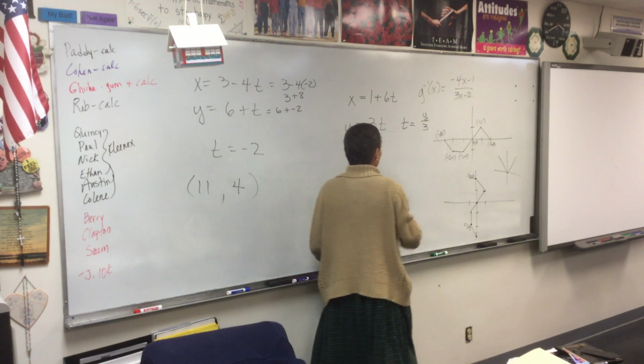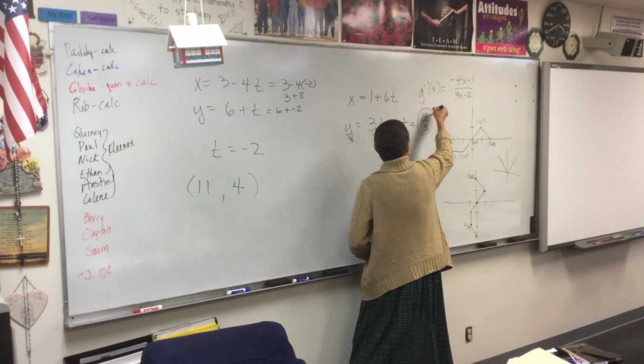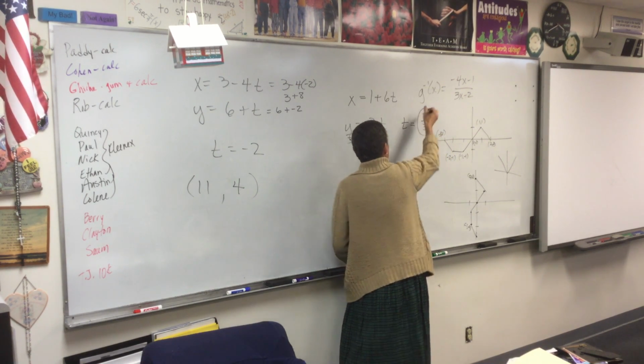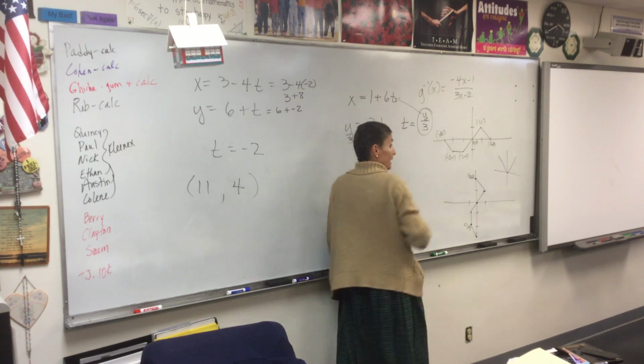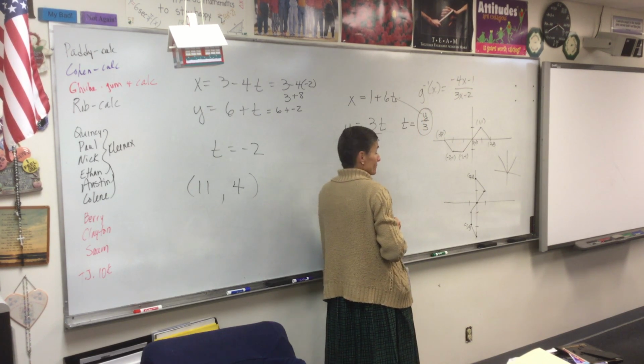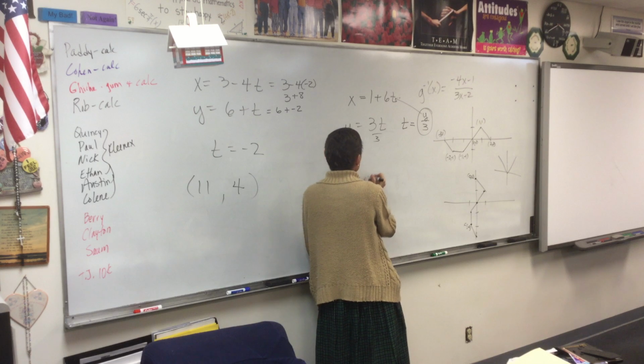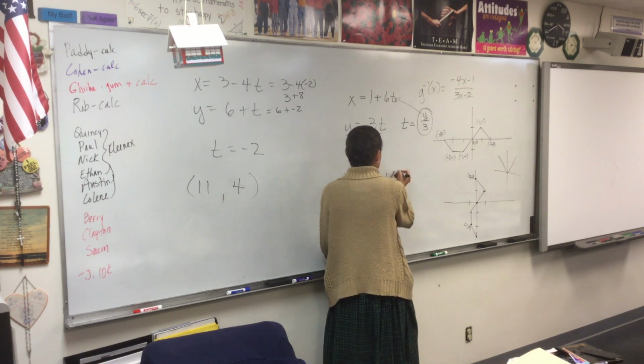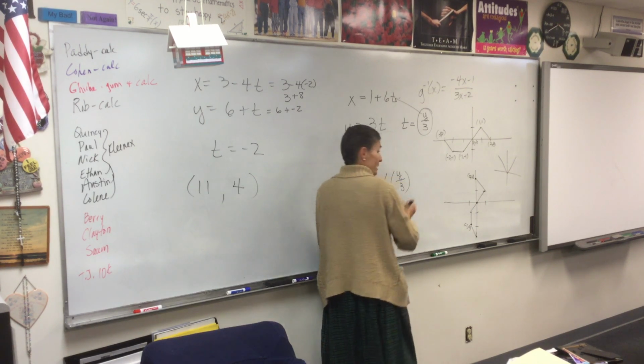Now, take this t value and plug it into your x equation. So you'll have x equals 1 plus 6 times y over 3.